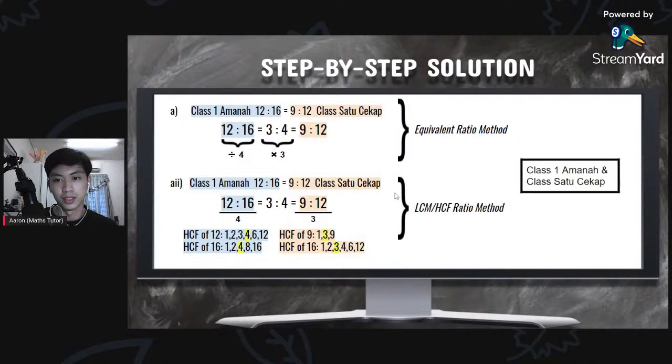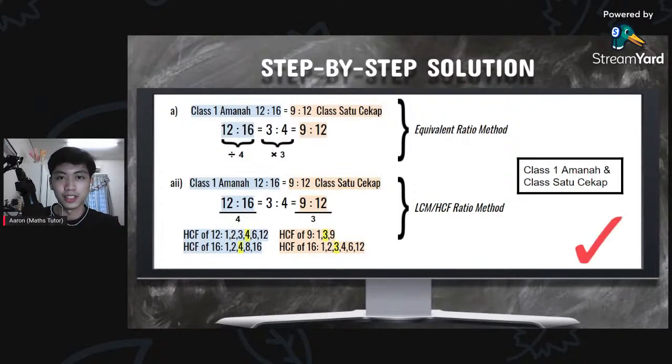If you want to write the answer, the question asks which class has the equivalent ratio. So it is class 1 Amanah and class 1 Cekap. This is how you deal with a question that has equivalent ratio.